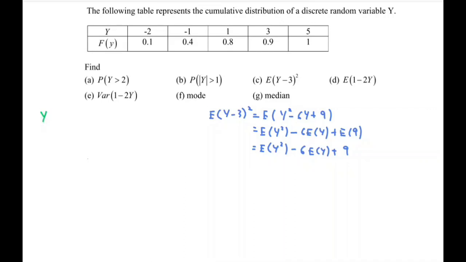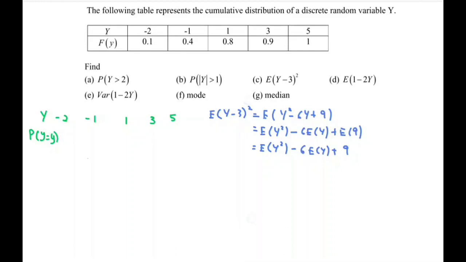So here we have the random variable y: -2, -1, 1, 3 and 5. Then we have the probability density function, P(y equals to y). In order to find y equals to -2, we have F(-2) minus F(-3). So the answer will be 0.1. Next, in order to find -1, we make use of F(-1) minus F(-2). Then we will have 0.3. Continue. Repeat the same thing for the rest. Then we will have 0.4, 0.1, 0.1.